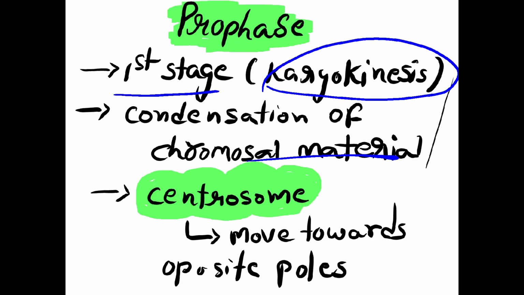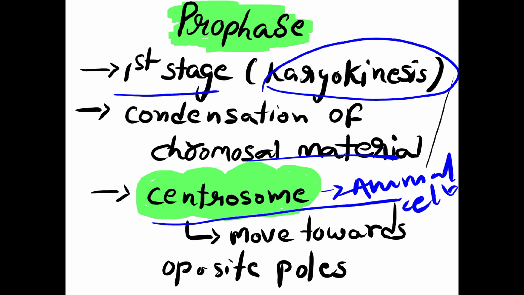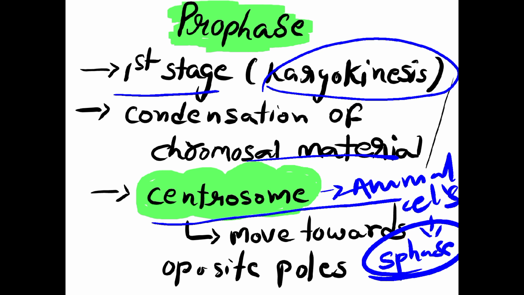And so condensation of chromosomal material takes place, and we know that the centrosome or centriole is a cell organelle present only in animal cells. The duplication of the centriole takes place in S phase. This centrosome moves towards the opposite poles during the prophase.